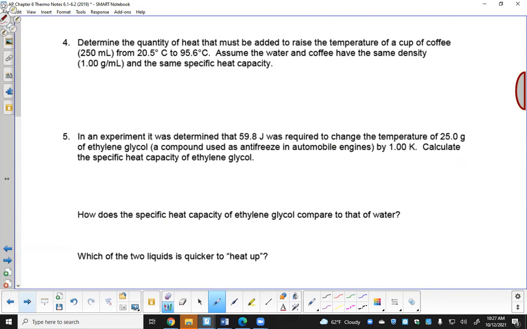Really nothing special about number four, but number five, and let's go through number four. Here we've got determining the quantity of heat, Q, that must be added to raise the temperature of a coffee cup that is 250 milliliters of coffee from 20.5 to 95.6. We assume that the water and coffee have the same density of 1 gram per 1 milliliter and the same specific heat capacity. So basically they're saying, treat the coffee as if it's water, which is mostly what it is. And a little mocha creamer.